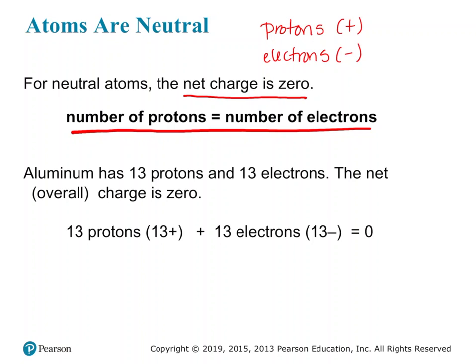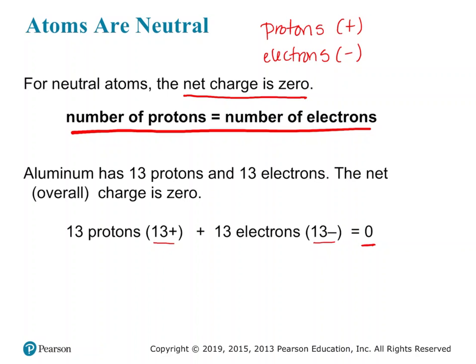As an example, aluminum has an atomic number of 13, which means that it has 13 protons. And if it's neutral, that means it also has 13 electrons. So we have 13 positive charges and 13 negative charges in a neutral atom of aluminum. The 13 positive charges cancel out the 13 negative charges, and we get an overall charge of 0 for that atom.